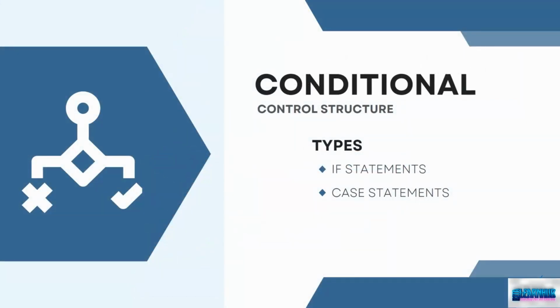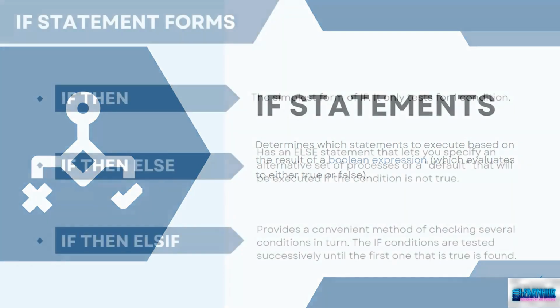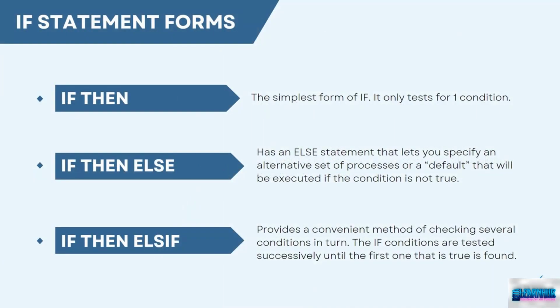There are two types of conditional structures, if and case statements. Let's look at if statements first. The if statement determines which statements to execute based on the result of a Boolean expression, which evaluates to either true or false. The if statement has three forms.